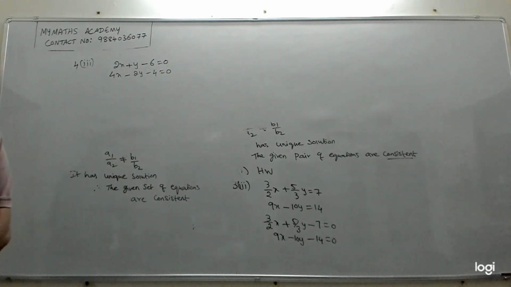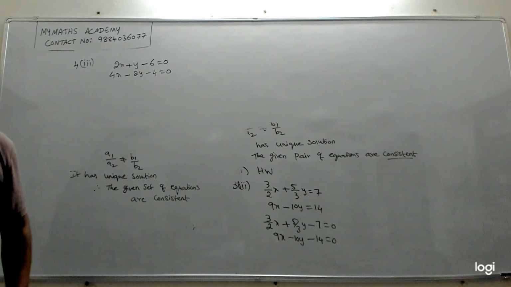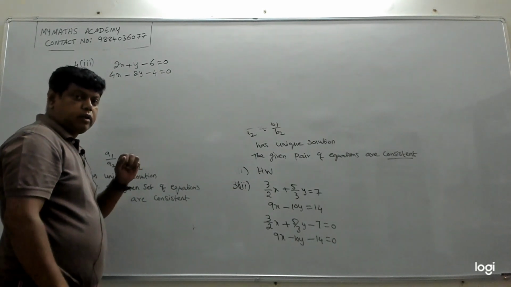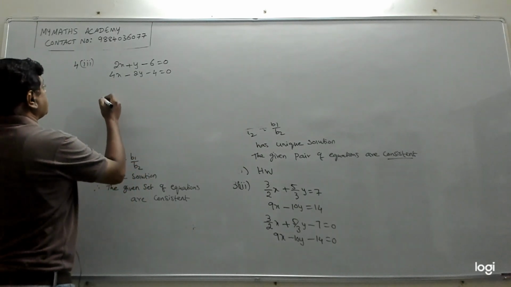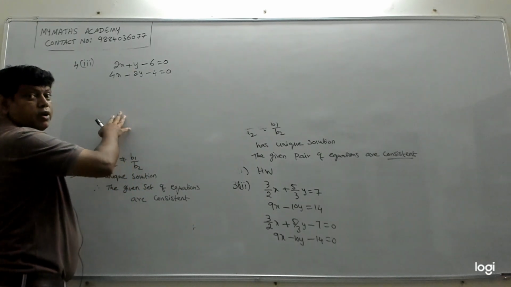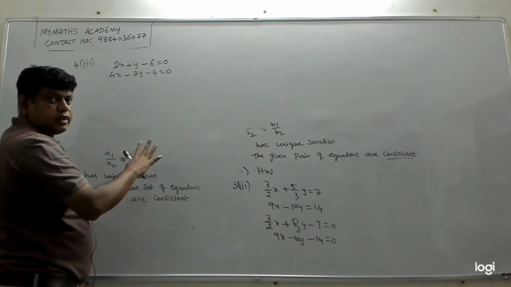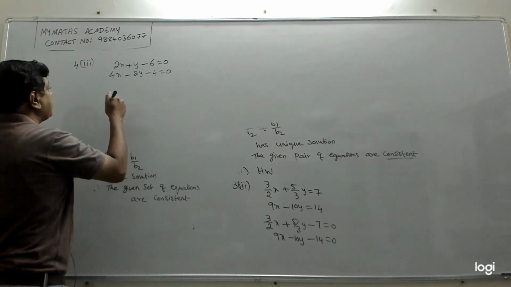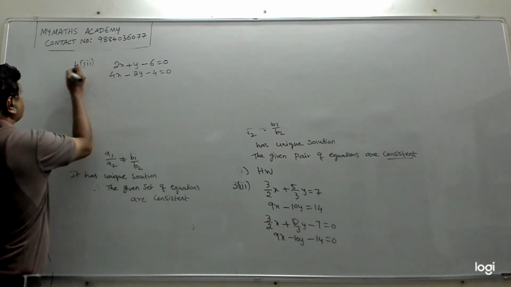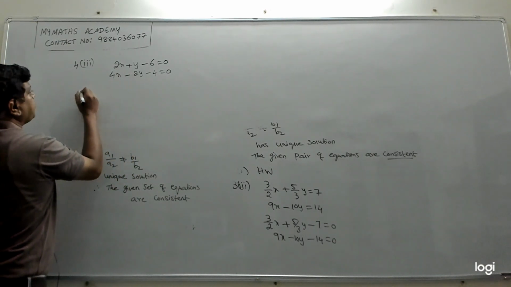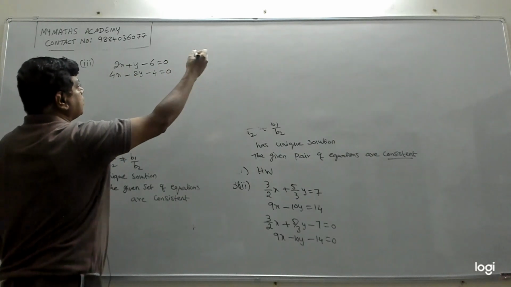Fine. So now in this we have to check whether the given set of equations are consistent or inconsistent. If it is consistent, then we have to draw the graph and solve them. If it is inconsistent, then we can just say they are inconsistent and stop the problem. So let's check whether it is consistent or inconsistent. So what do we do? We compare this with our normal general form.